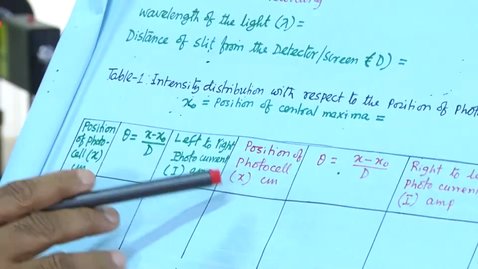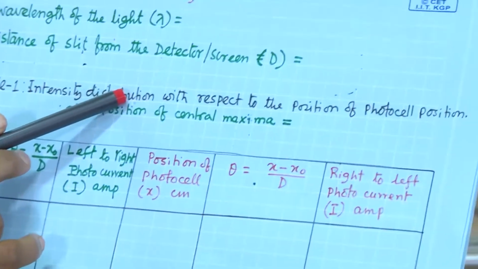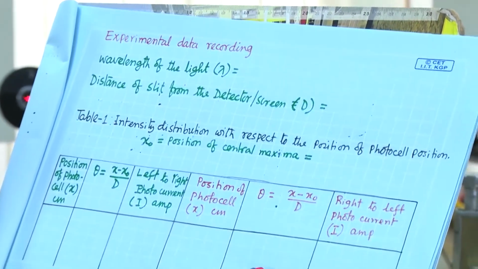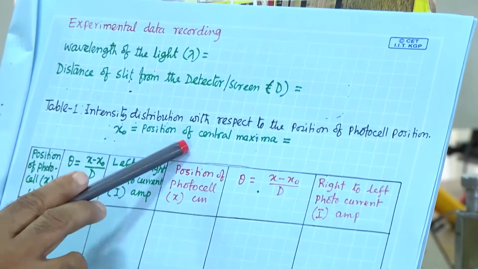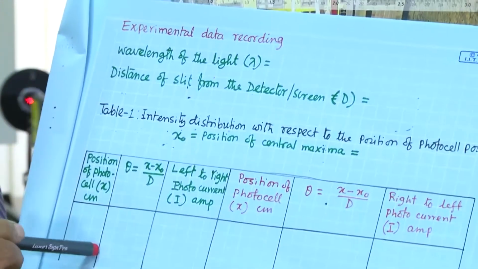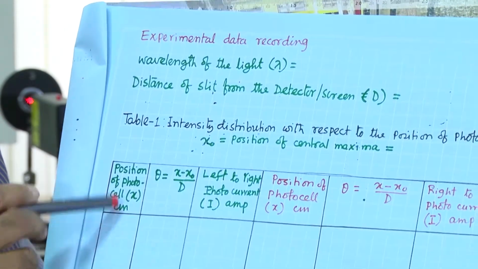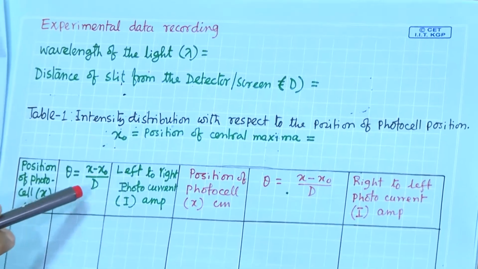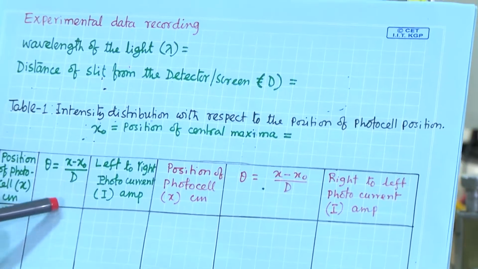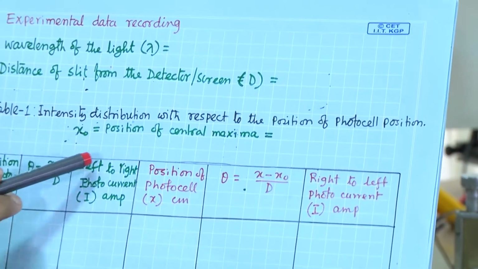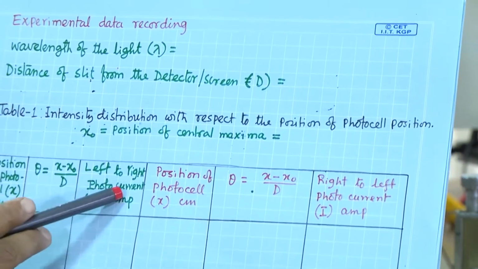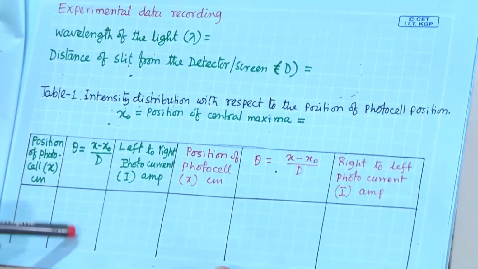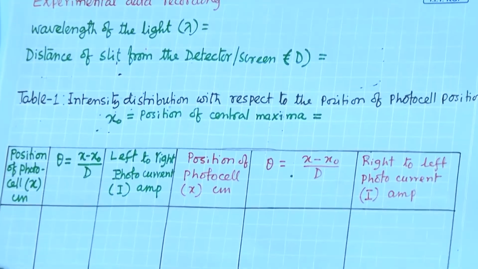So, that we have to note down. For that, this is the table: intensity distribution with respect to the position of the photocell. So, at x0, the position of the central maxima, we will note down, and then the position of the photocell we will note down in centimeter or millimeter, whatever. And then theta will be (x minus x0) divided by D, as I explained. For that theta, when we move from left to right, we will note down how this photocurrent I or photovoltage varies, as a function of theta or as a function of position x of the photocell.